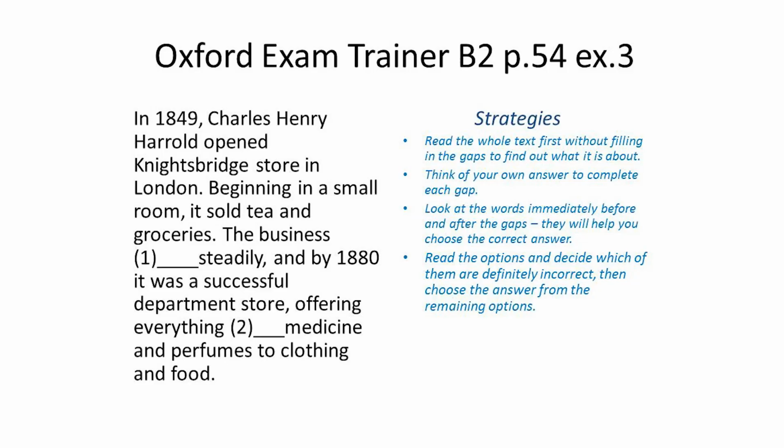Okay, now I want you again to do some task taken from the exam, a task from Oxford Exam Trainer B2. Actually there are two sentences here and two gaps. Read this part and use the strategies we have already mentioned. We start with reading, ignoring the gaps, then we think about our own options, look before and after the gap, eliminate maybe some incorrect options after reading the options, but we start with reading the whole text.